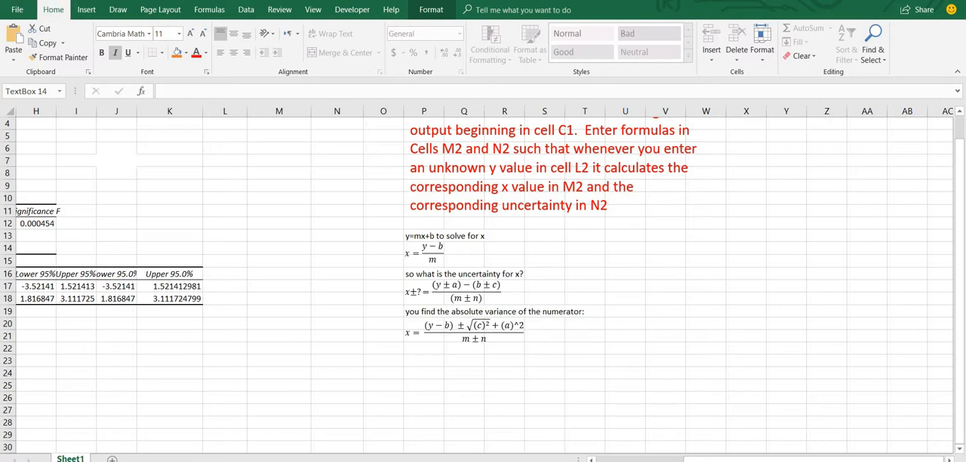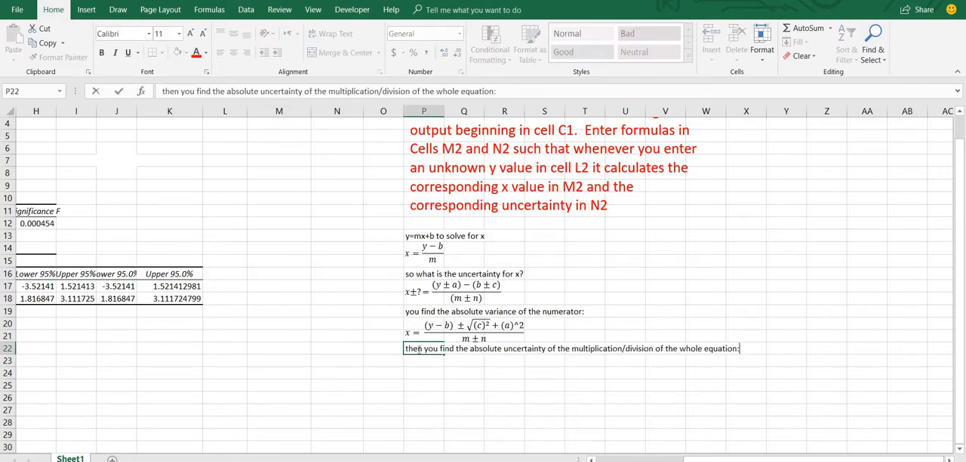Our next step is to find the absolute uncertainty of the multiplication and division of the whole set of equations. So remember, when it's multiplication and division, you always think relative uncertainty, and also the relative uncertainties are additive. So let's write that down. And this would look something like this.